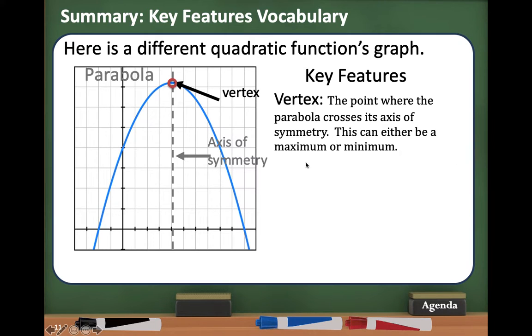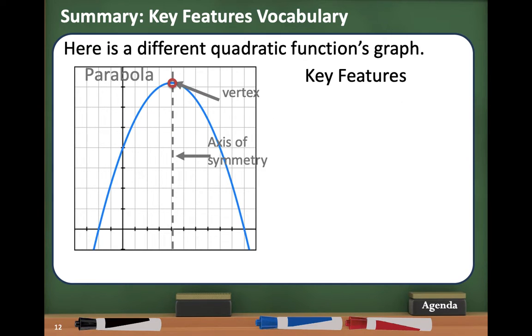This can be either a minimum or a maximum, which we're going to talk about later. But for now, we have a maximum vertex. And take a look, it goes through the axis of symmetry. Kind of an important point. It's right there, right in the middle. It splits it in half, and it goes right through the axis of symmetry. The axis of symmetry goes through it even.